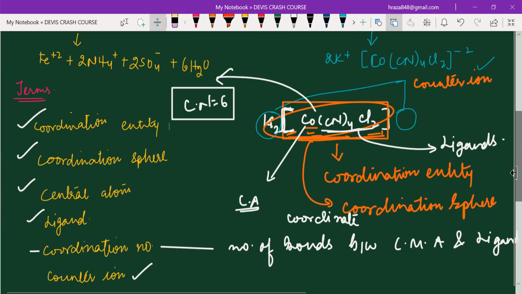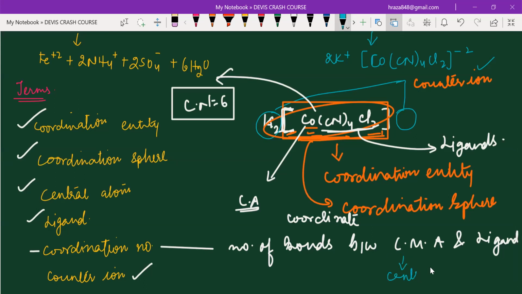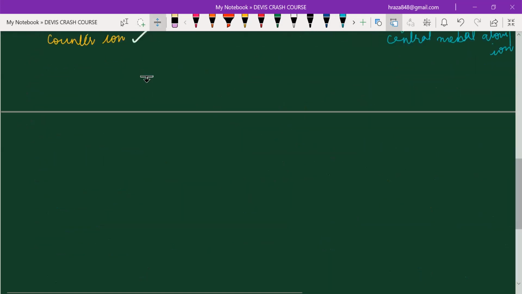Is that clear? The number of bonds between the CMA, the central metal atom, or you can say central metal ion. So these are the basic terms that we will use, and you can easily understand, right? Ligands are very important, and we will discuss later how many types of ligands there are. Now this complex compound or coordination compound is divided into two parts.